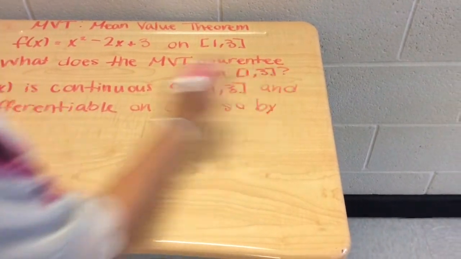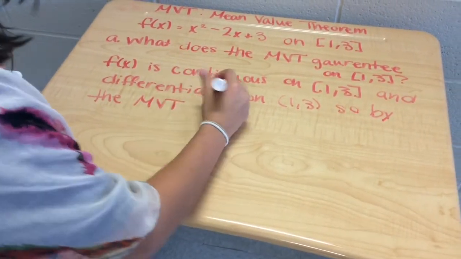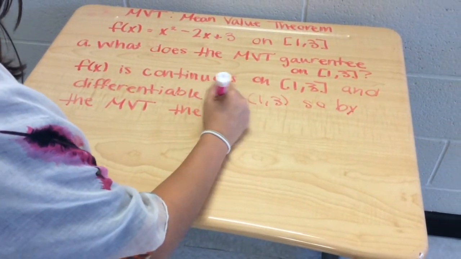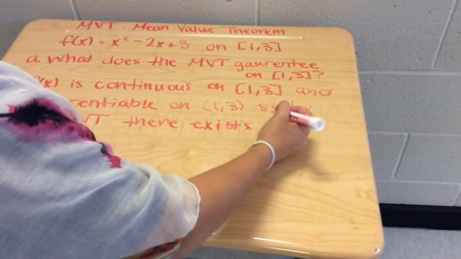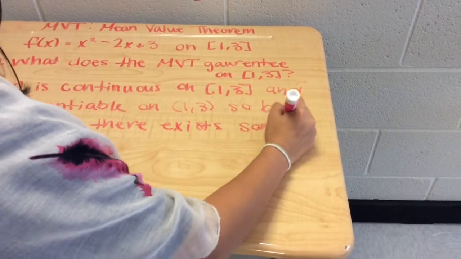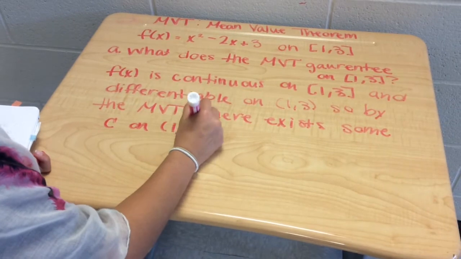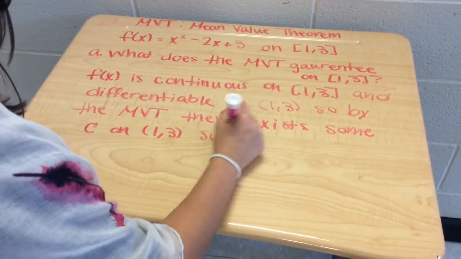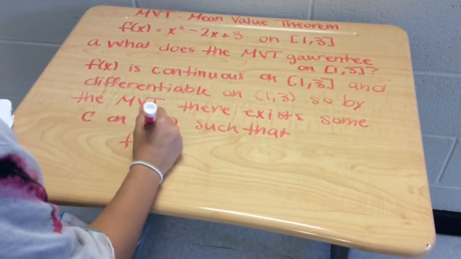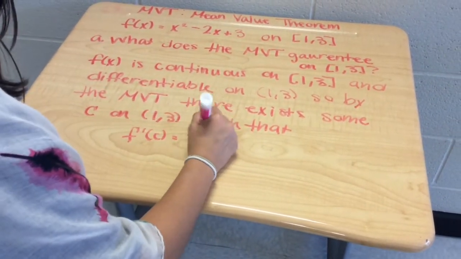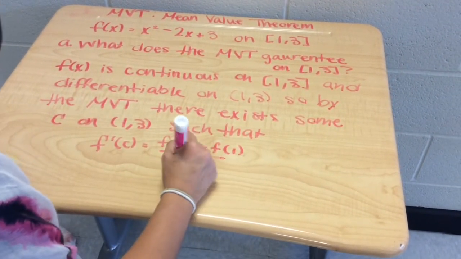So by the MVT, there exists some c on 1 to 3, the open interval, such that f prime of c equals f of 3 minus f of 1, all over 3 minus 1.